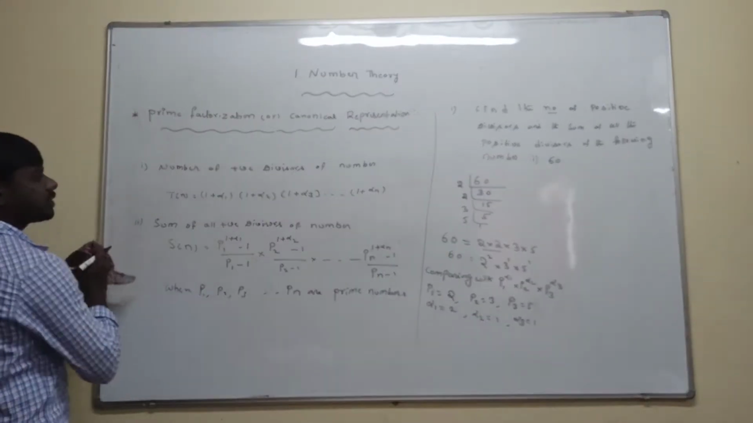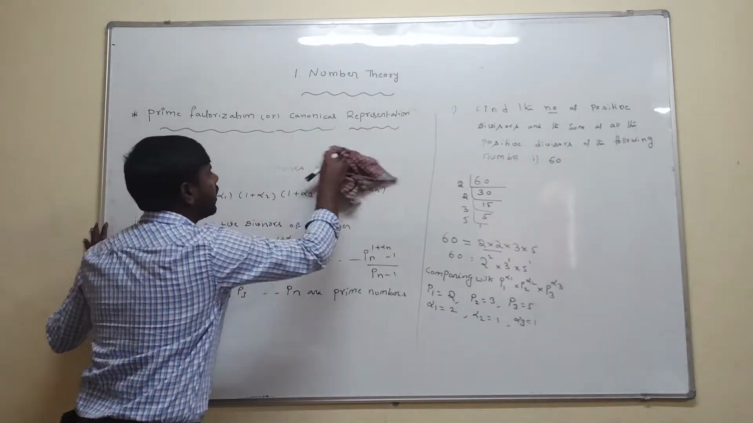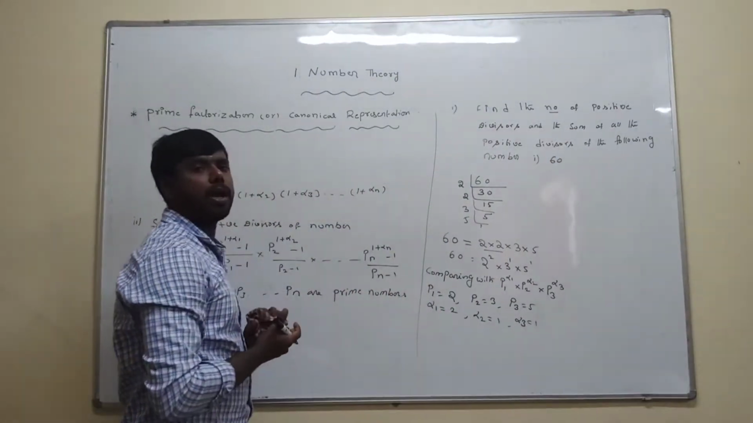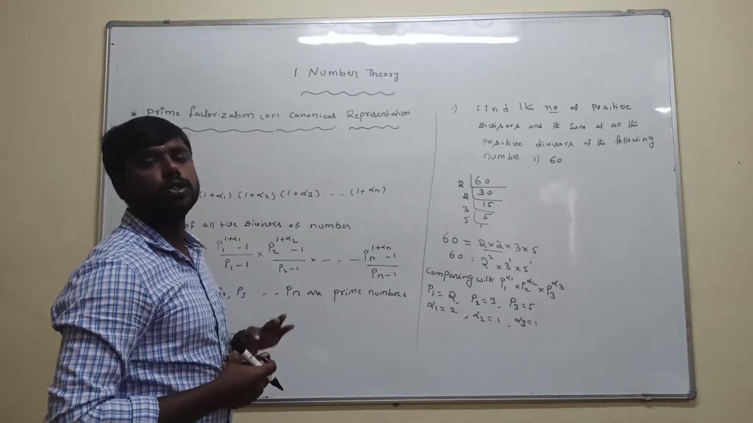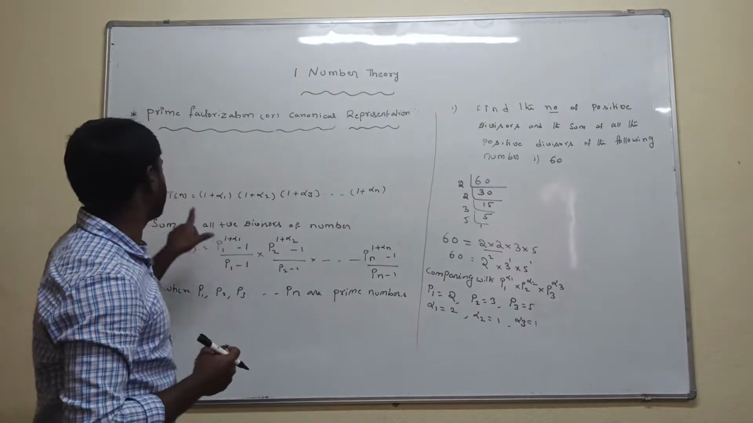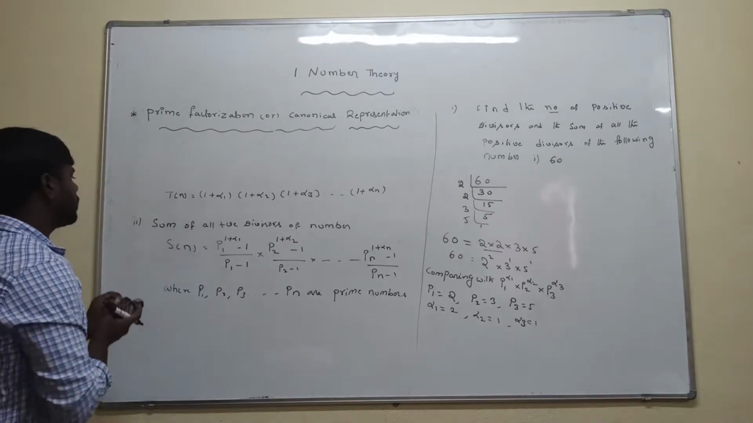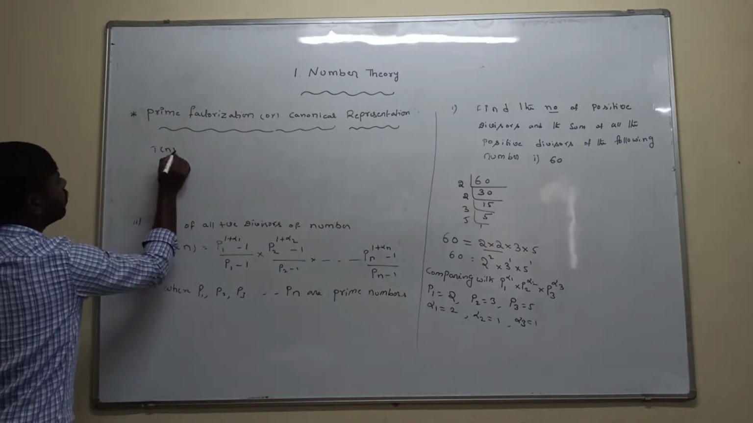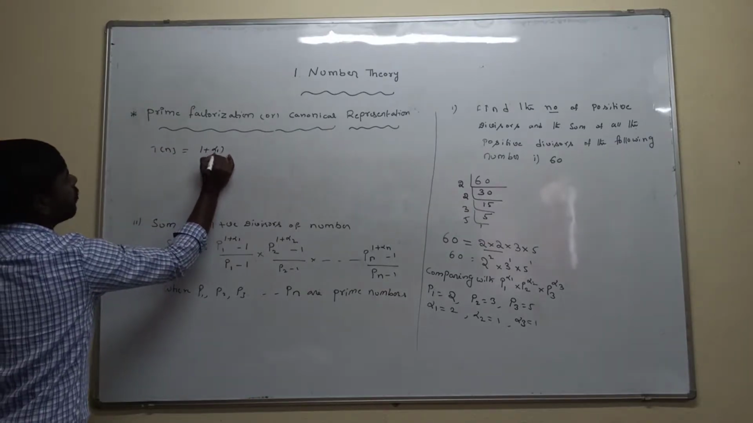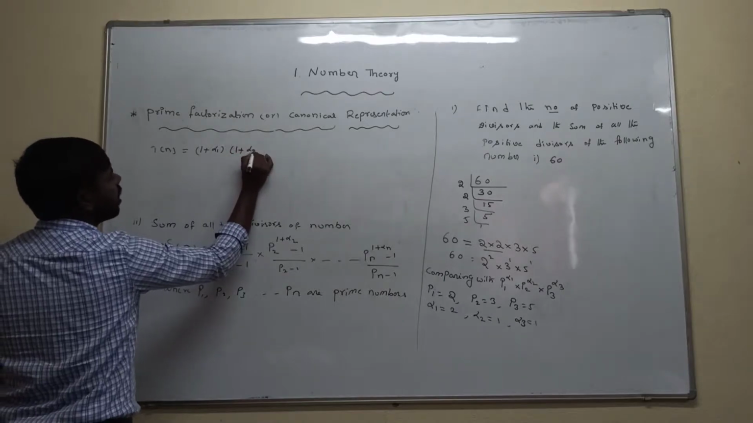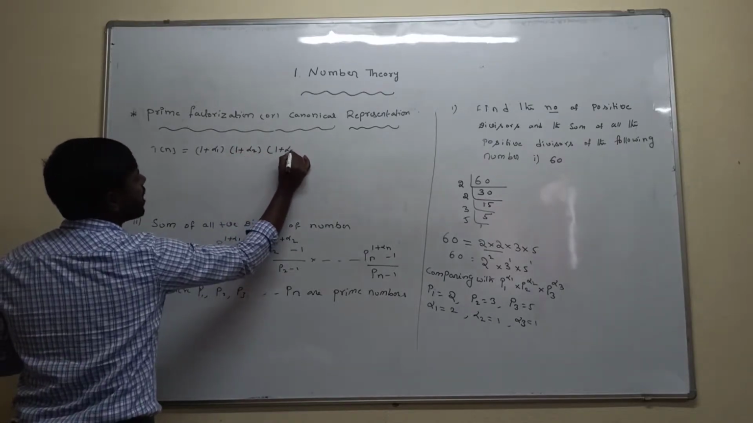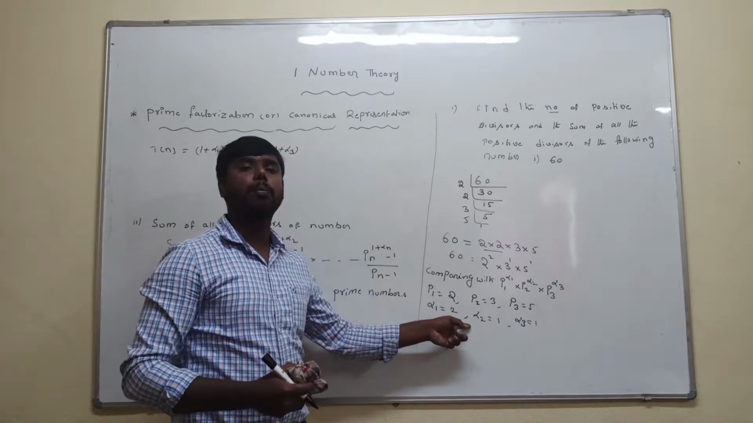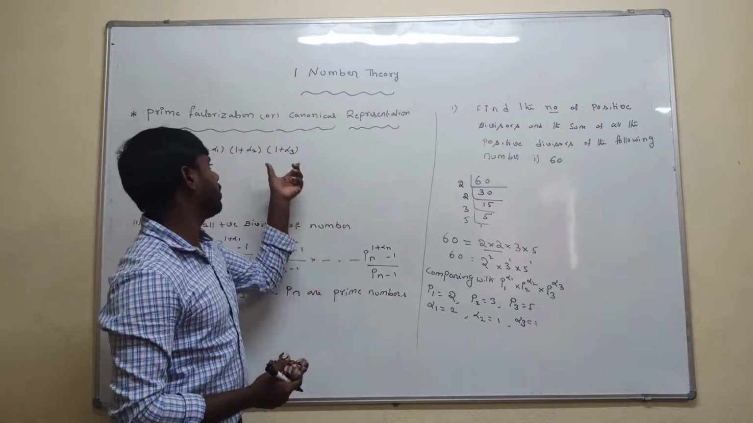But in this question, what are they asking? Find the number of positive divisors. The number of positive divisors can be represented in the form T of n is equal to 1 plus alpha 1 into 1 plus alpha 2 into 1 plus alpha 3. Because how many values are we getting? Only alpha 1 value, alpha 2 value, alpha 3 value. That's why I am stopping at alpha 3.